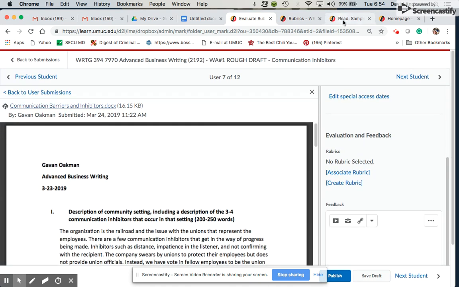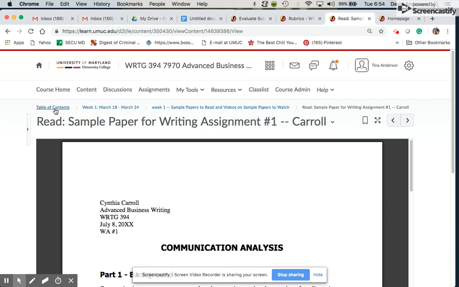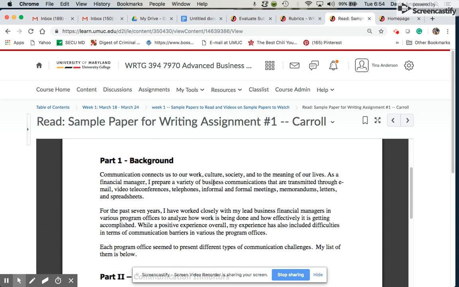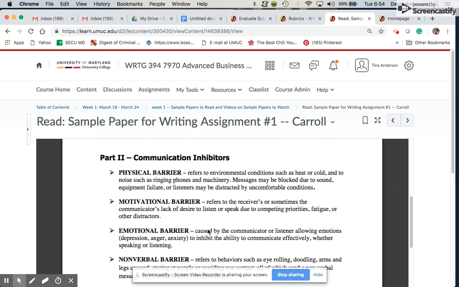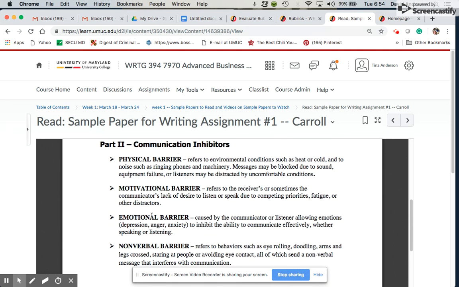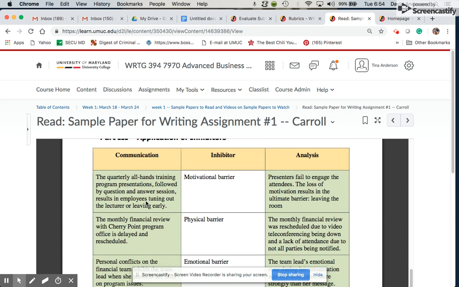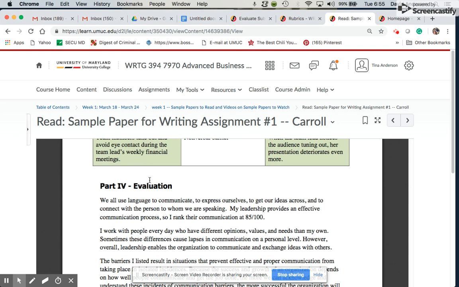What I want to do is show you this example that you can find under Table of Contents, Week 1 sample papers, and then read sample paper. It's called the Carroll paper. Take a look at this. That part 1 is very brief. It's really just describing the workplace and the type of communications that take place there. And then these 4 barriers are listed very briefly, just given the definition for each, and then very specific examples of communications, the inhibitor that was in play, and an analysis of why that inhibitor is labeled for that specific communication, and then the evaluation.